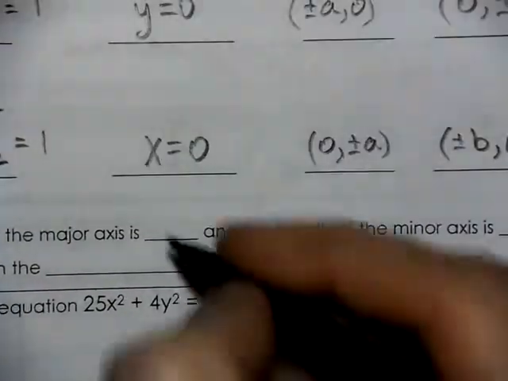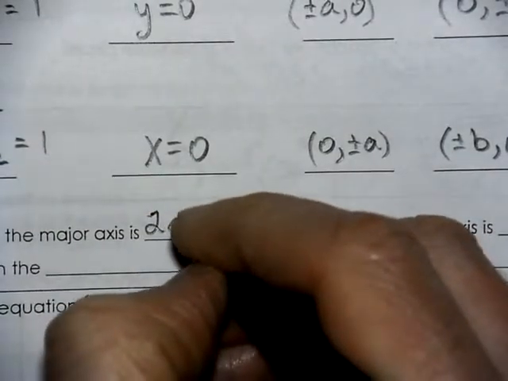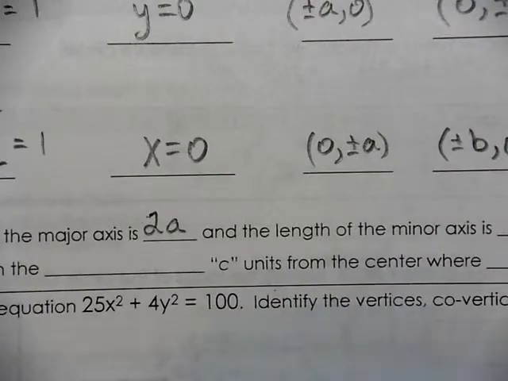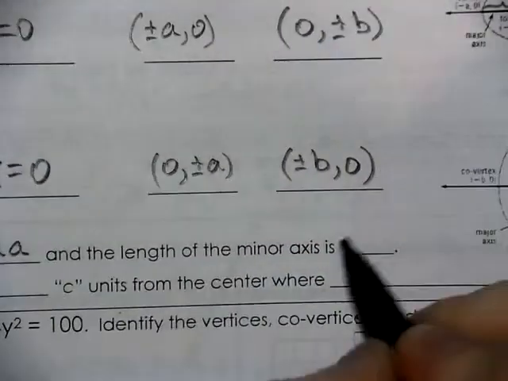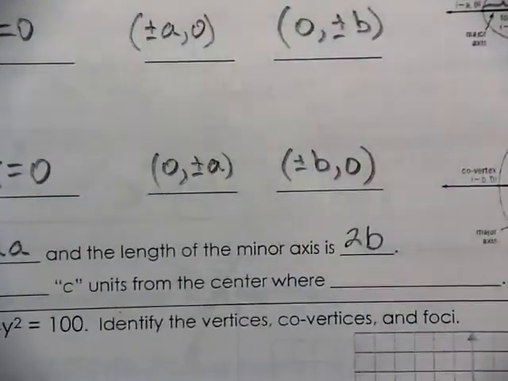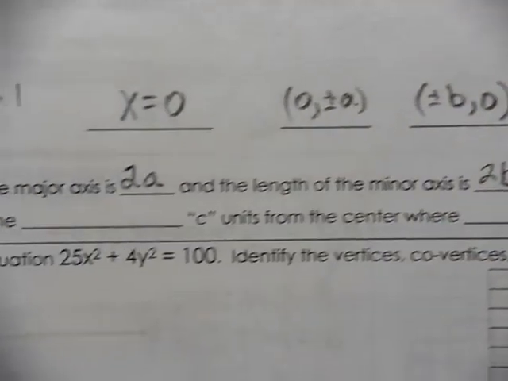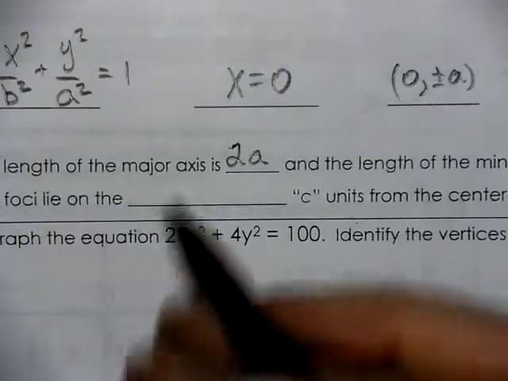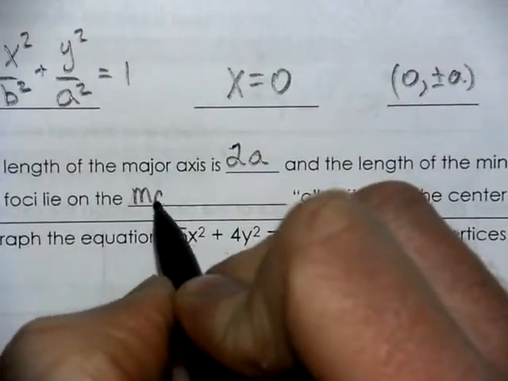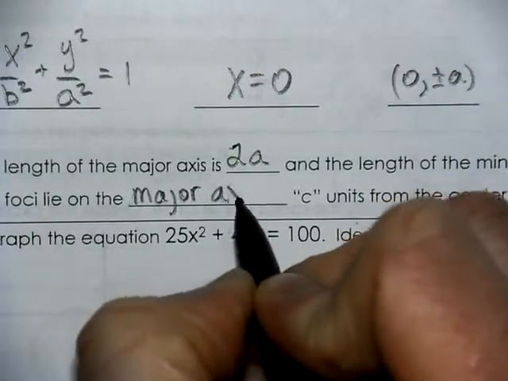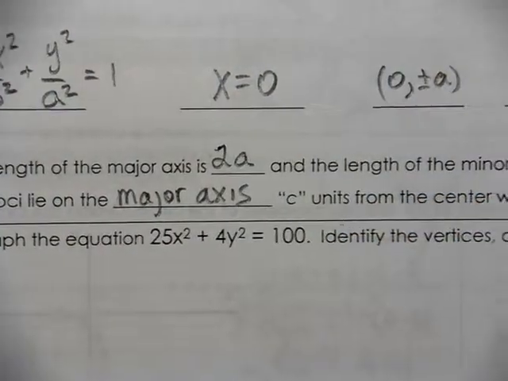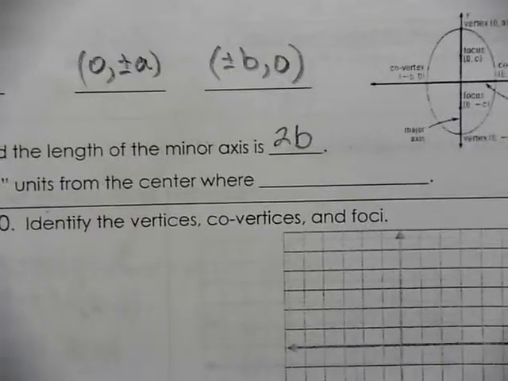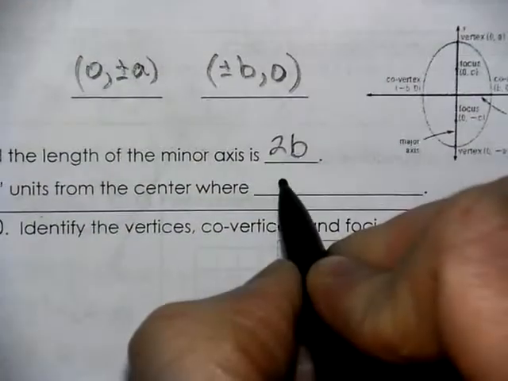The length of the major axis is always 2a. Since from the center point to the vertex is a, the length of the major axis is a plus a, which is 2a. The length of the minor axis is 2b. The foci lie on the major axis, C units from the center, and this is how we're going to calculate this.